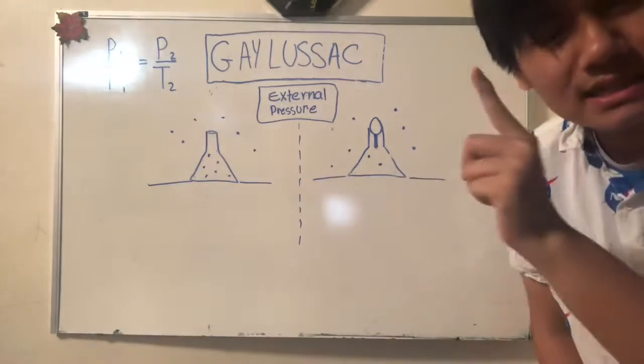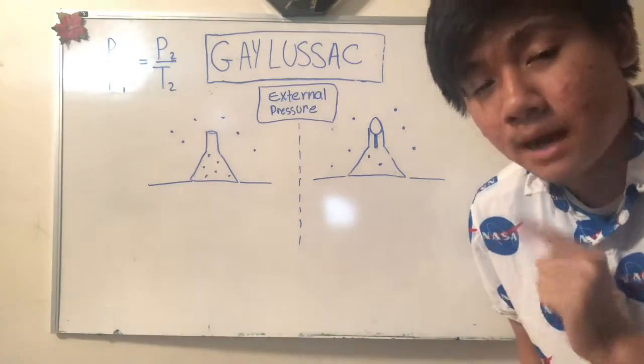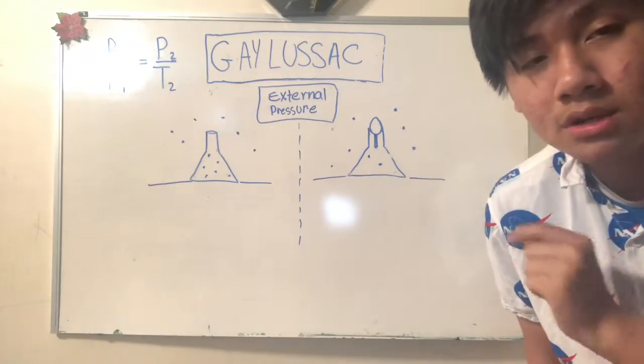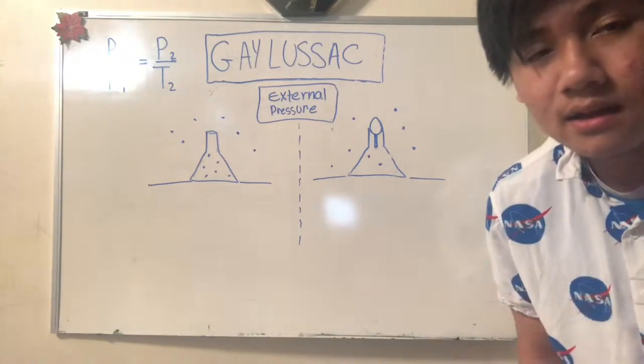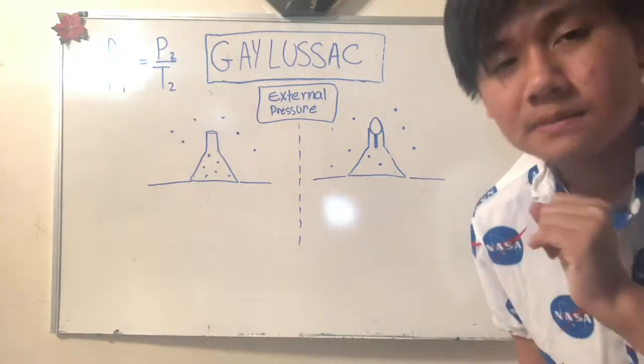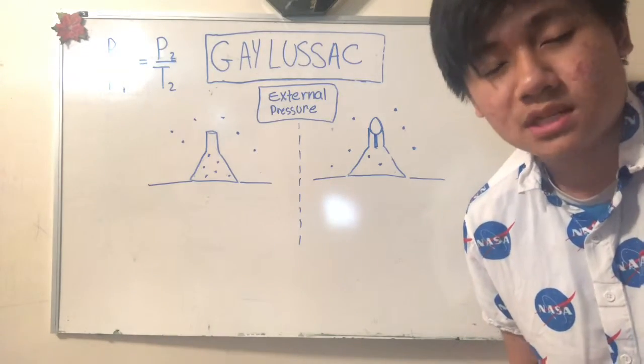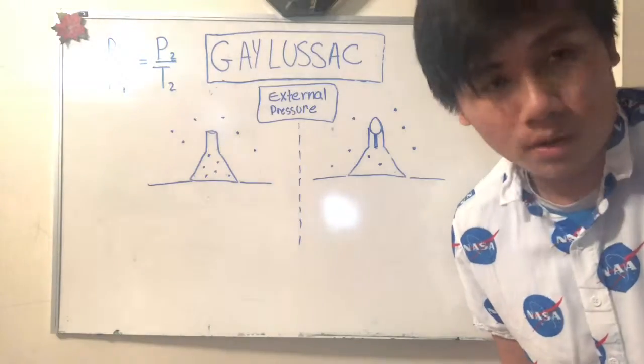And now, since the external pressure is now higher, it must go into the beaker to fill in and equalize. And that is why the egg plops inside of the beaker when this experiment is performed.